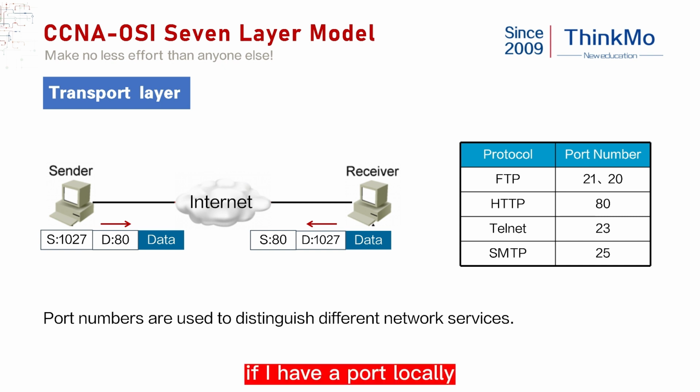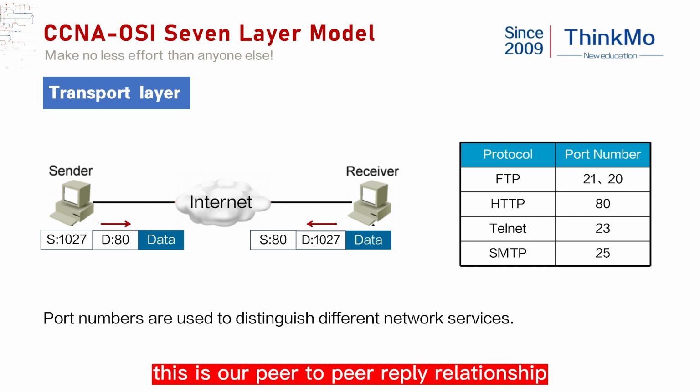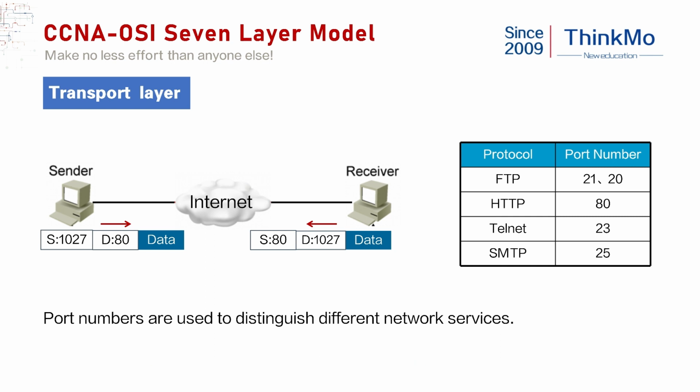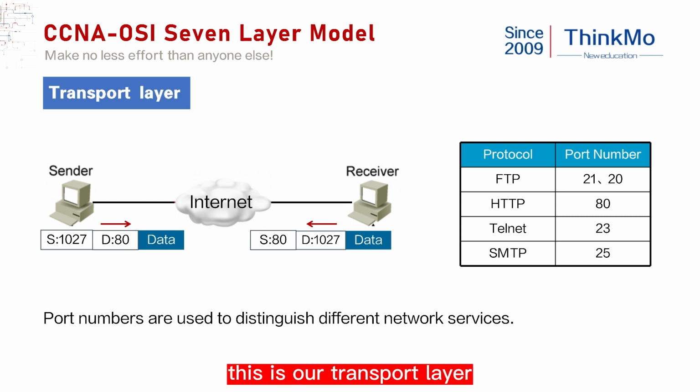If I have a port locally, I want to access another port of yours. When returning the package, you also go port to port. This is our peer-to-peer reply relationship. So it's just a swap. This is our transport layer.